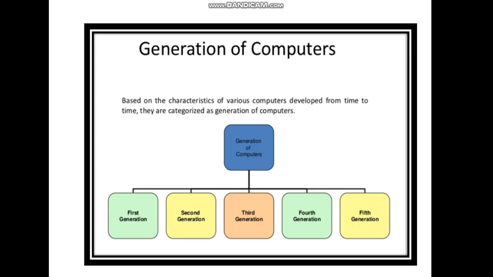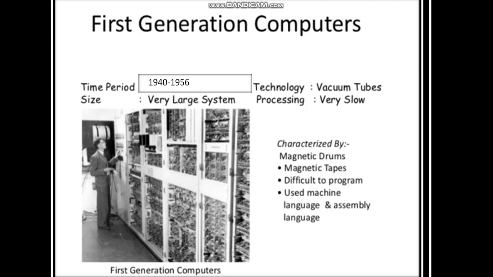Generation of computers. Based on characteristics of various computers developed from time to time, they are categorized as generation of computers. First generation, second generation, third generation, fourth generation, and fifth generation. First generation was from 1940 to 1956. They used vacuum tubes and were very slow.